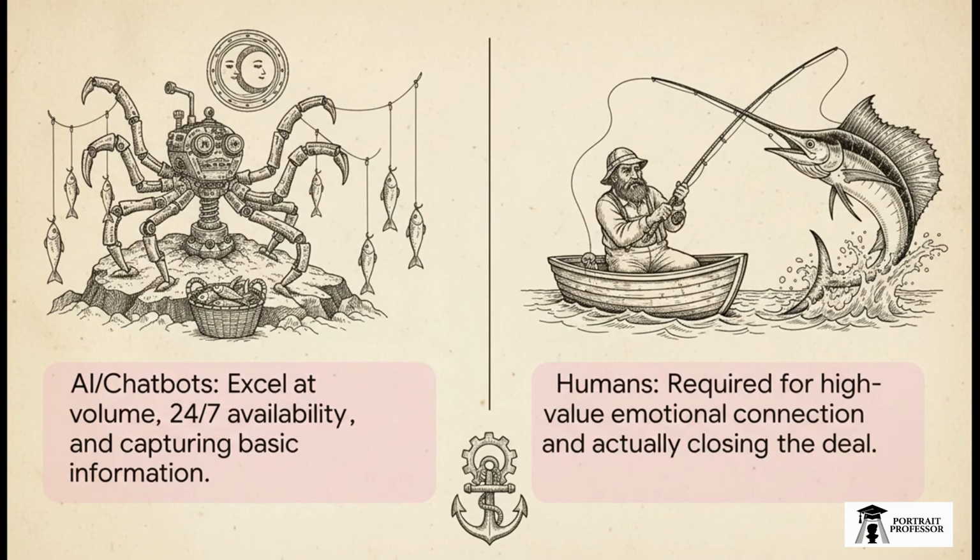Use AI and chatbots for all the logistical stuff, 24/7 availability, gathering basic info, but then you empower your human team to focus on the conversations that really matter. The research shows that 3/4 of people still want to talk to a real person. So let your team do what they do best: build those emotional connections that actually close deals.